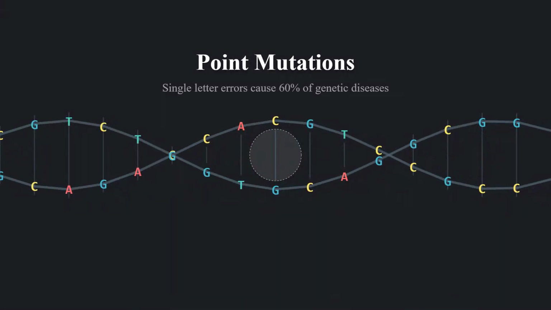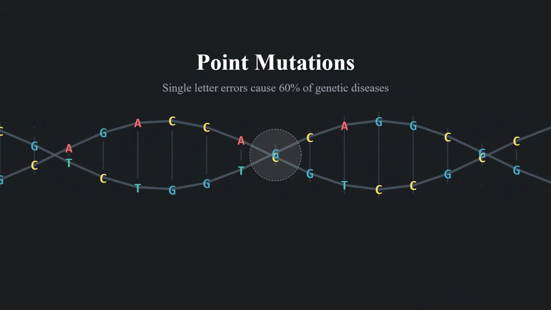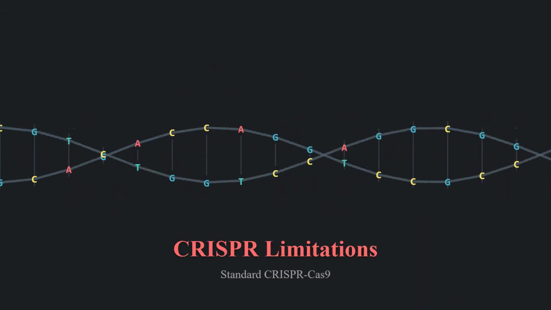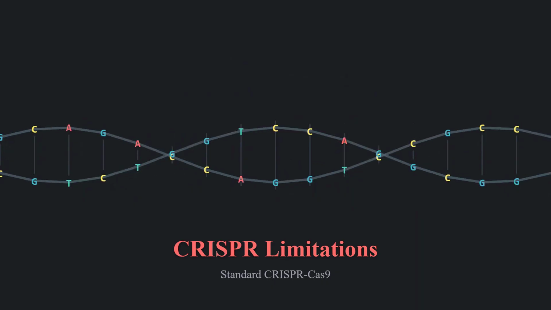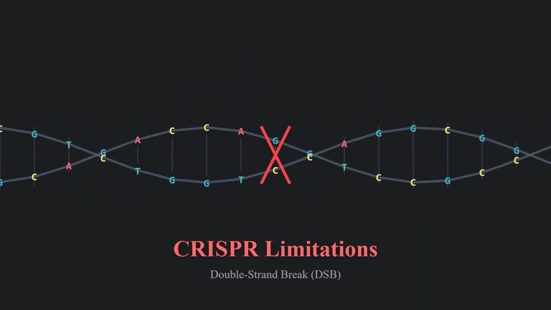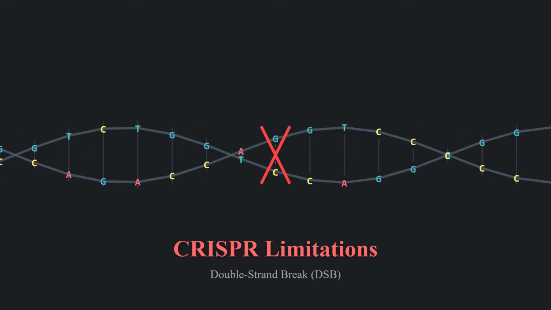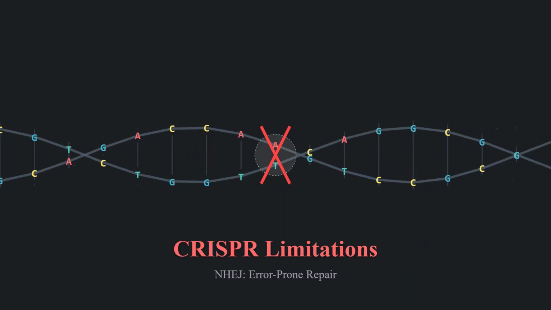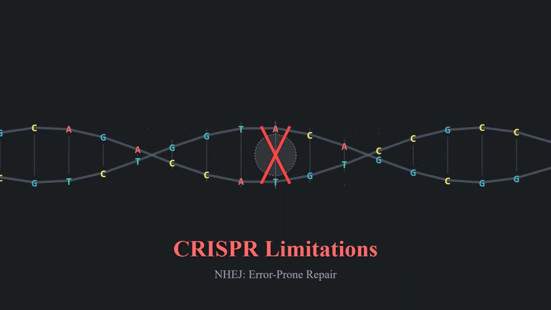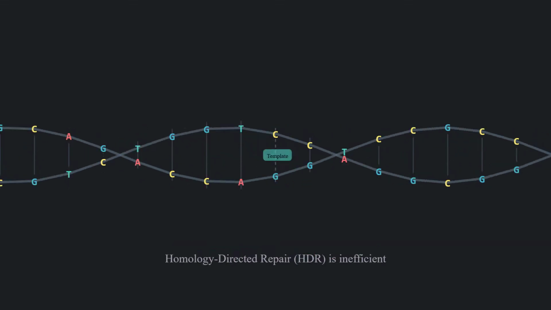Nearly 60% of all known disease-causing mutations are single-letter errors in the genetic code. Standard CRISPR-Cas9 cannot fix these point mutations precisely. CRISPR-Cas9 generates a double-strand break in the DNA, which the cell primarily repairs through non-homologous end joining. This error-prone pathway typically results in random insertions or deletions, useful only for gene knockout.